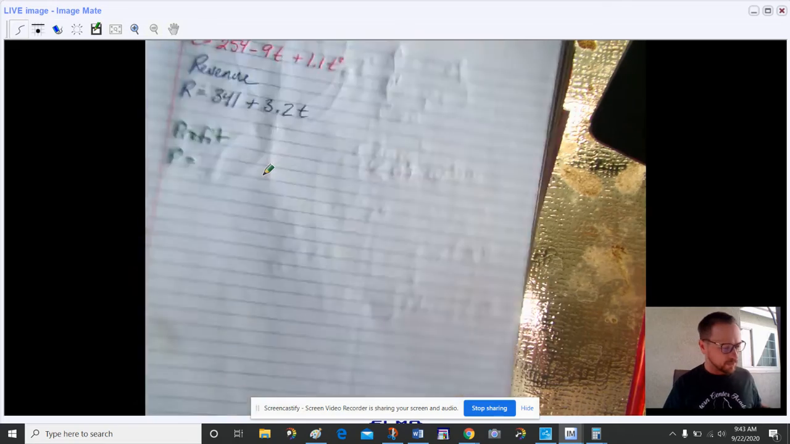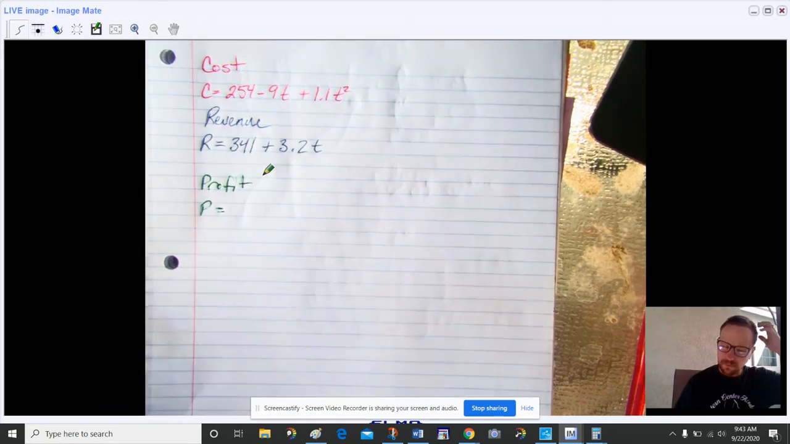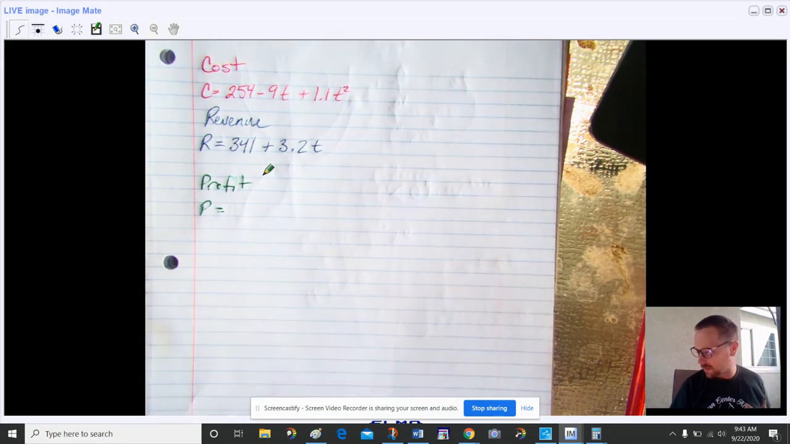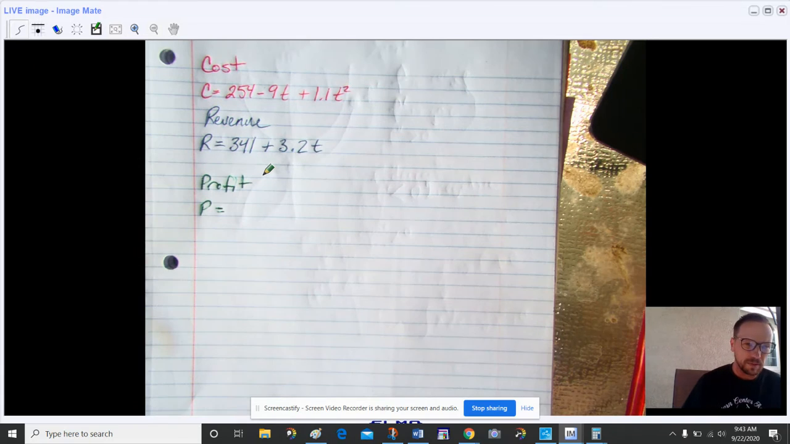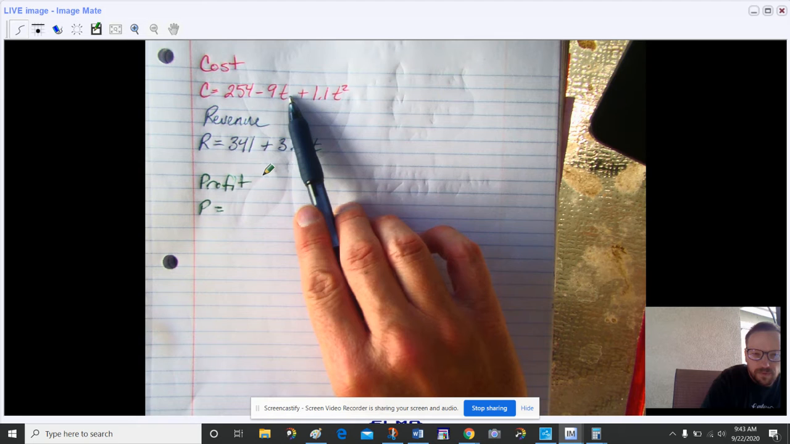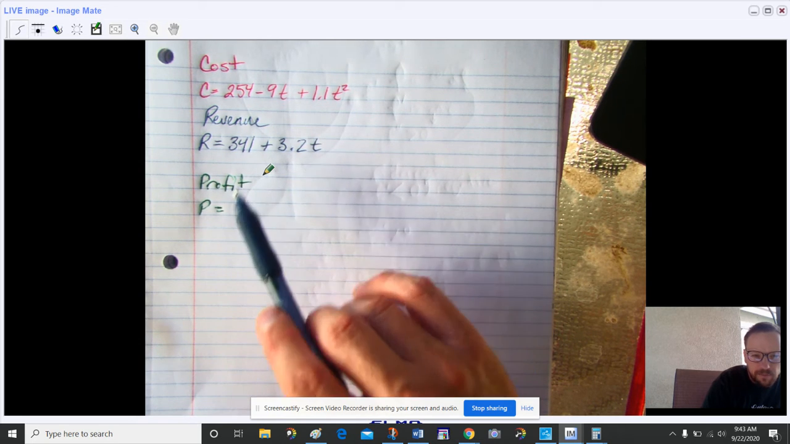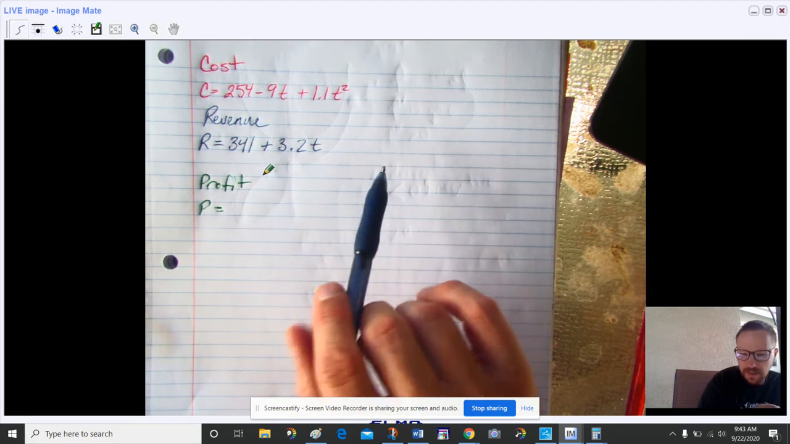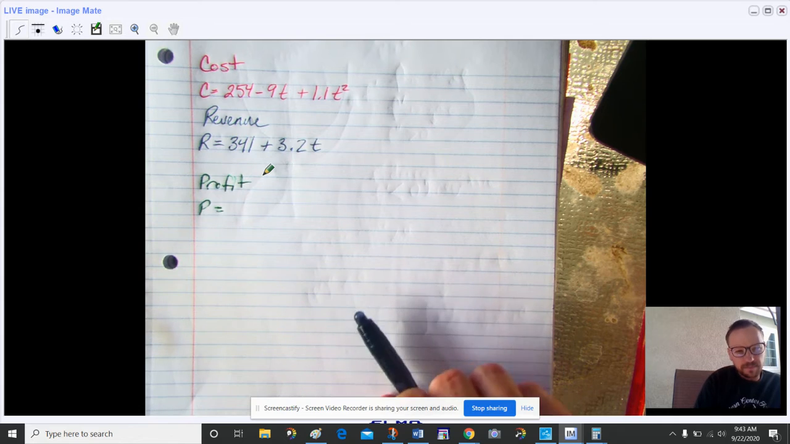All right. Other times we're going to have these word problems, and this is one of the word problems. I forgot which number it was. This is an even one. We were told a company has a cost function given by this and a revenue function given by that. We want to find profit. Do you guys know how to find profit?